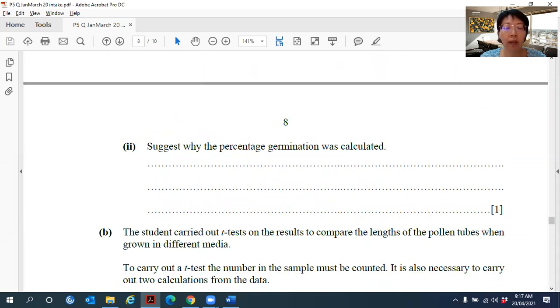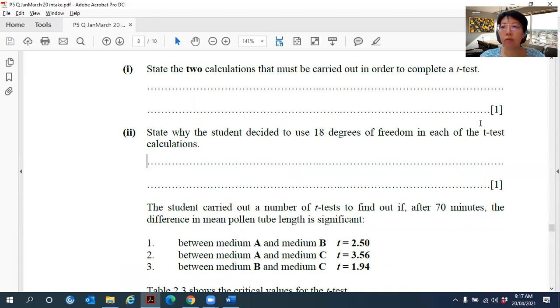Part 2: suggest why the percentage germination was calculated. For this answer, I'm looking for an answer that the students can tell me, not only that you calculate percentage so that you can compare the results, because that one I actually don't understand.